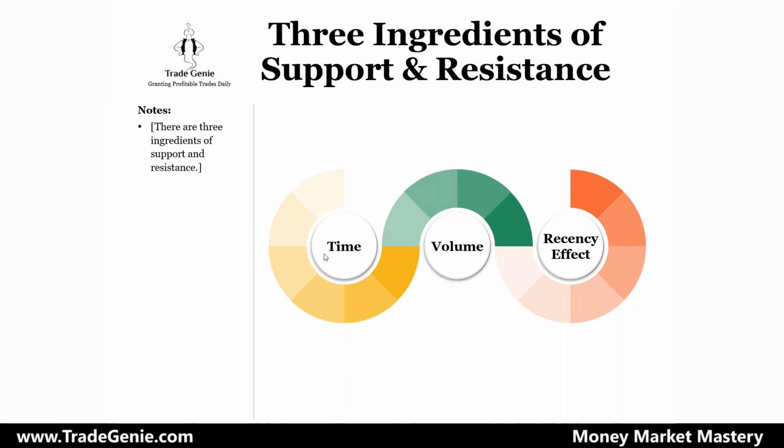So now we talk about the three ingredients of support and resistance. The three ingredients are time, value, and recency effect. So I'll explain the three ingredients. Time means how many times the market has tested the support and resistance. The more times it tested, the more meaningful it is. If it's just one time, it's not that meaningful. So pay attention to the time. The more times it has tested, the more weight you give. If you have a weighting criteria, the more times it tested, the more weighting you give.